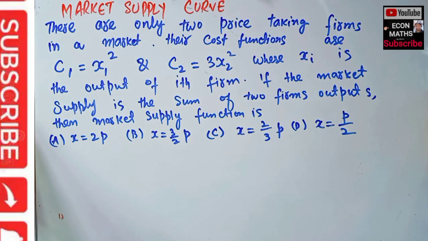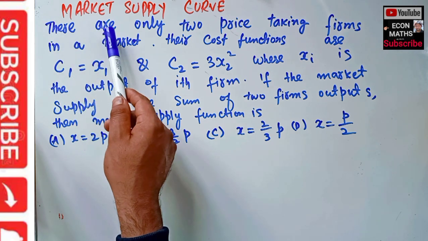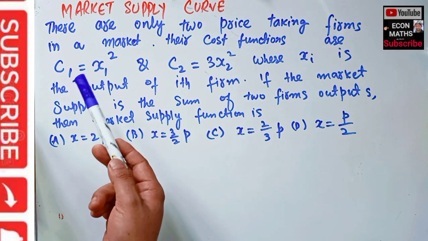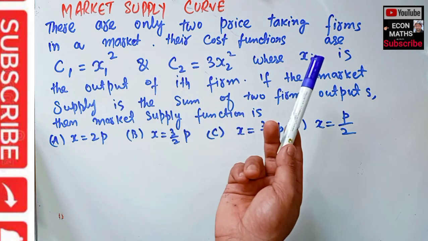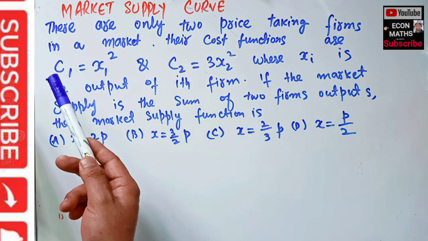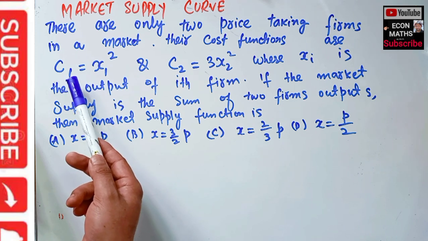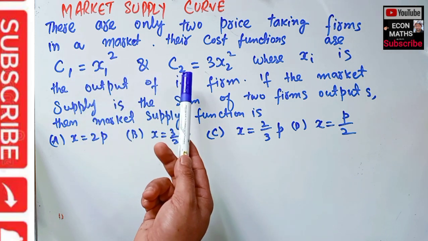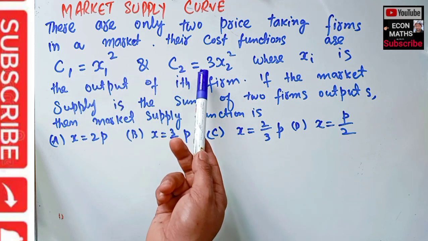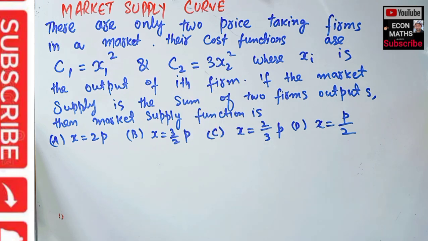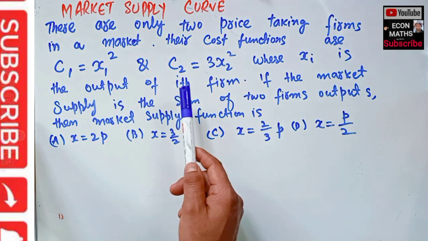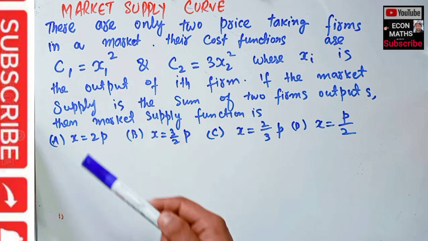In this video, we will learn how to derive the market supply curve from the given cost functions of two individual firms. The question is: there are only two price-taking firms in a market. Their cost functions are given as the cost function of firm 1, C1, which is equal to x1 squared, and the cost function of firm 2, C2, which is equal to 3x2 squared, where xi is the output of the ith firm. Here i is equal to 1 and 2.